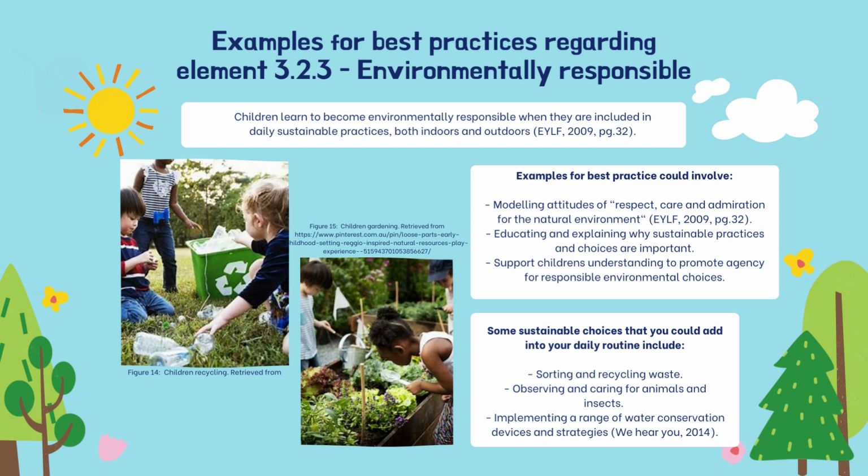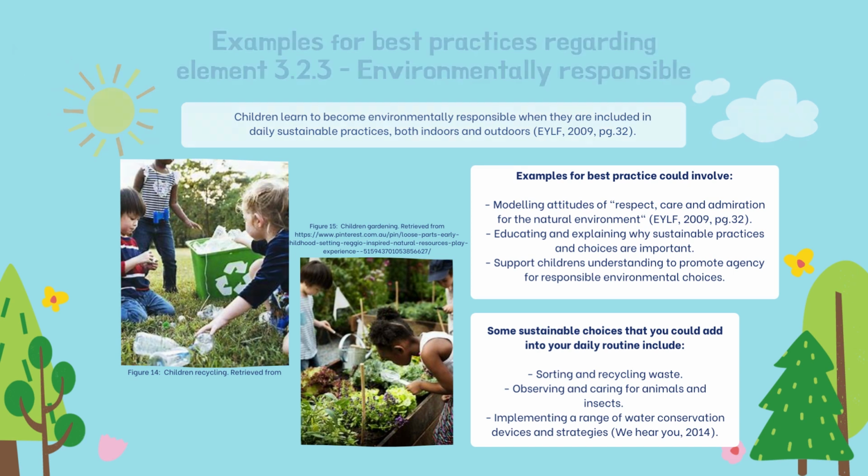In an early learning setting, these are some sustainable choices that you could add into your daily routine. Sorting and recycling waste. This could involve the implementation of different bins, including recycling and compost bins, accessible to the children. Observing and caring for animals and insects. This could be achieved as part of a Bush Kinder program or even just outside in the garden area of your centre and caring for the worms in the worm farm. Implementing a range of water conservation devices and strategies. An example of this could be encouraging children to empty their water bottles into the garden before they go home.